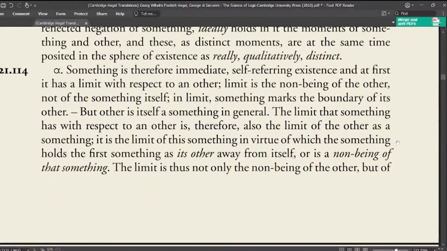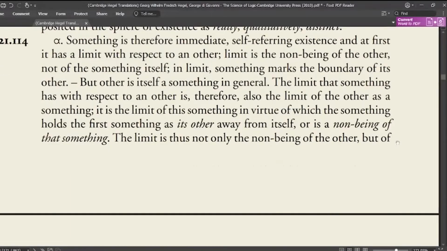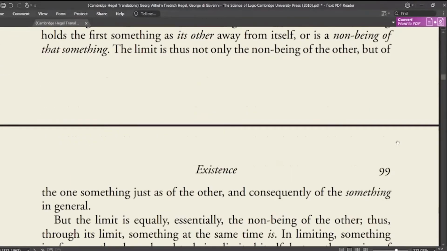So alpha, something is therefore immediate, self-referring existence, and at first it has a limit with respect to one other. Limit is the non-being of the other, not of the something itself. In limit, something marks the boundary of its other. But other is itself a something in general. The limit that something has with respect to an other is therefore also the limit of the other as a something. It is the limit of this something in virtue of which the something holds the first something as its other away from itself, or is a non-being of that something. The limit is thus not only the non-being of the other, but of the one something just as the other, and consequently of the something in general.